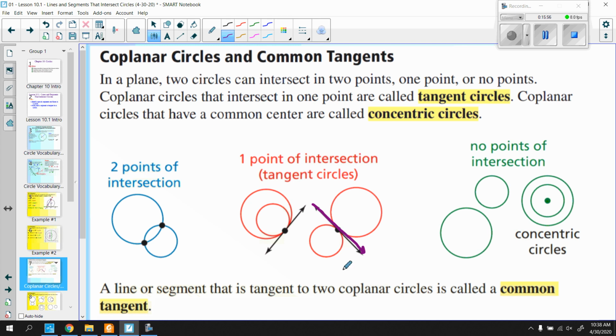to two circles. Is this purple line tangent to this circle? Yep. Is it tangent to this circle? Yep. It's still just a single line, but it's tangent to two different circles. Same thing going on here. I have one here.